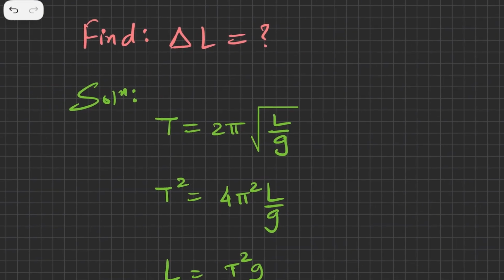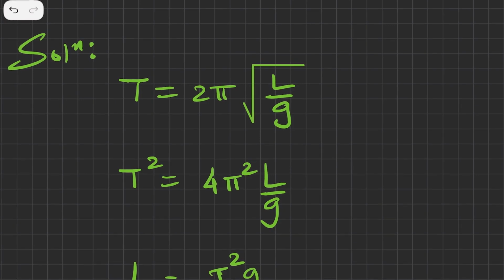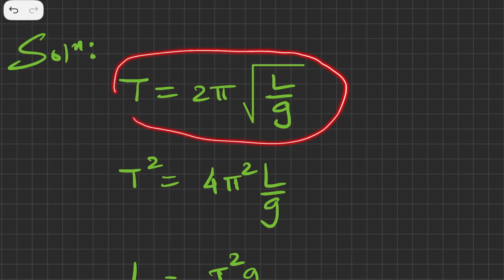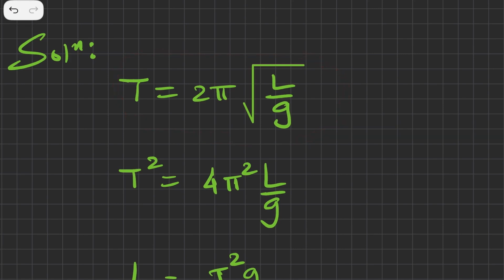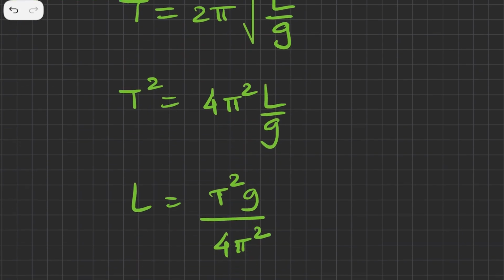We are starting with a formula T is equal to 2 pi root of L by g. This is the formula for the time period of a pendulum. We have already derived this formula in regular videos. I'll square this term, so squaring everything will cancel this square and root, and 2 pi will become 4 pi square, and T will become T square. L by g will be free of the root.